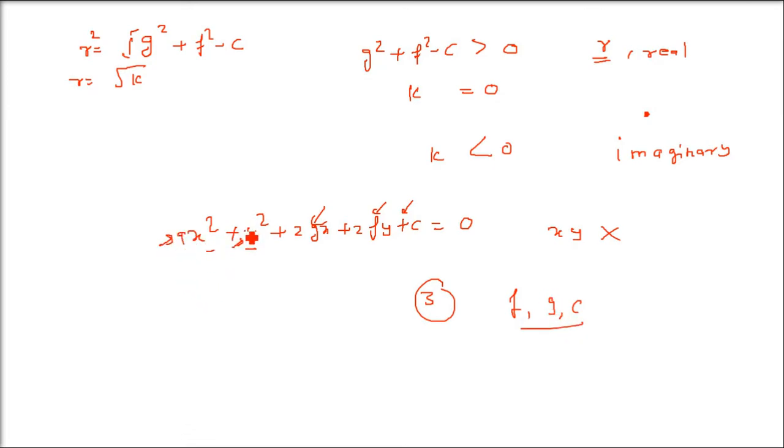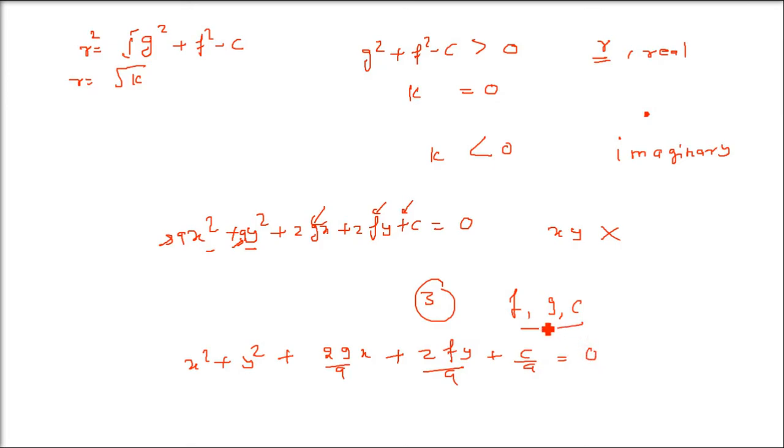So let me write an equation. If I put a in front of x square, a in front of y square, is it a circle? Yes. How? Divide the whole equation by a. So when you divide the whole equation by a, you get x square plus y square plus 2g by a x plus 2f by a y plus c by a equals 0.